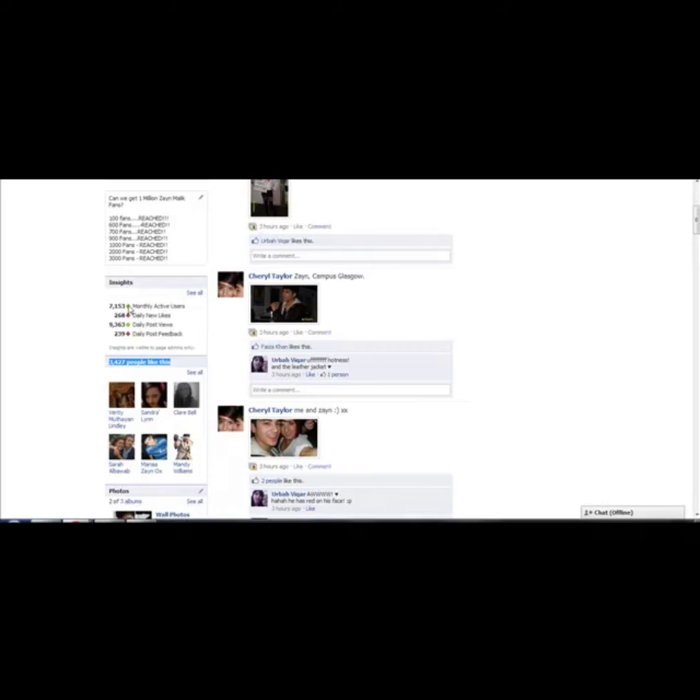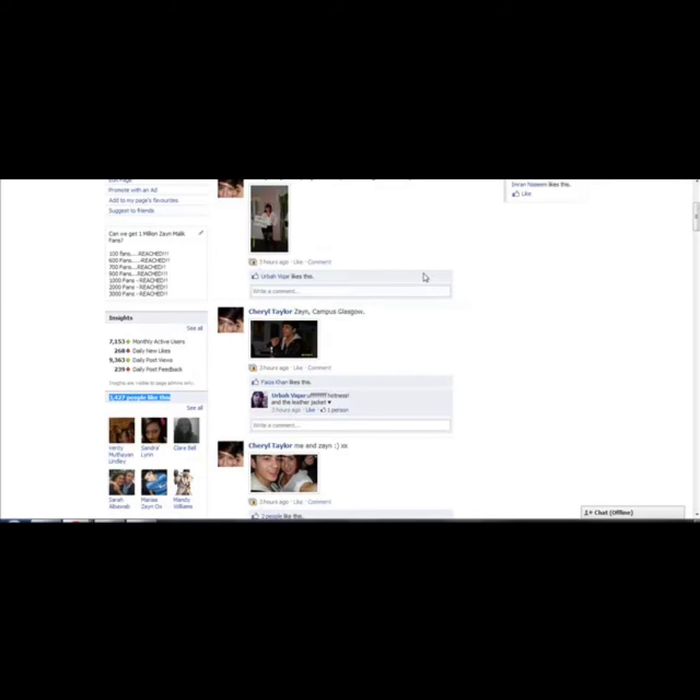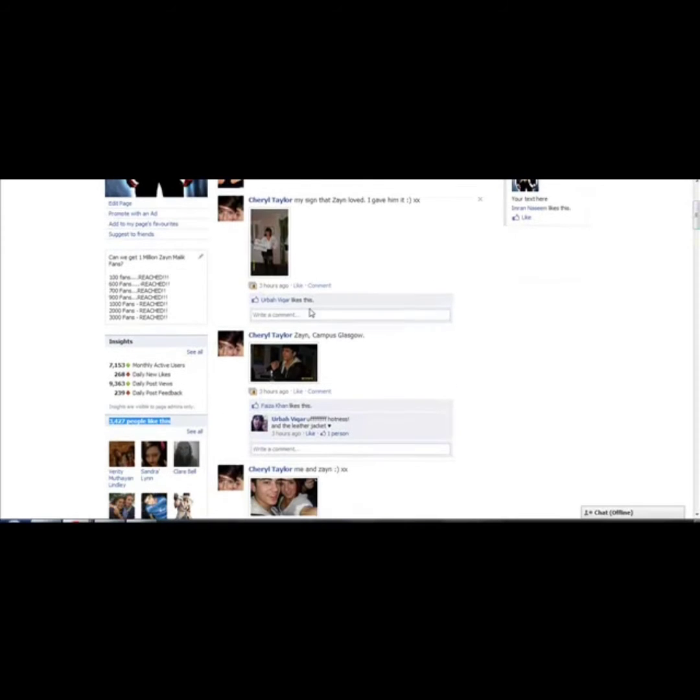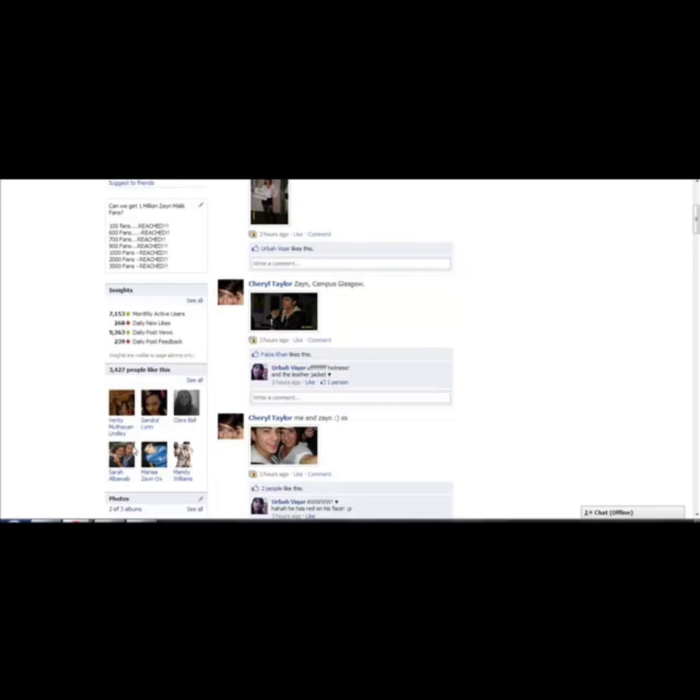That's really huge. That's all on autopilot. I did use a PPC campaign for this, and spent just over $20. And as you can see, the stats here: it's got 7,153 monthly active users, 9,363 daily post views, and below that it shows you how many people have actually liked this.